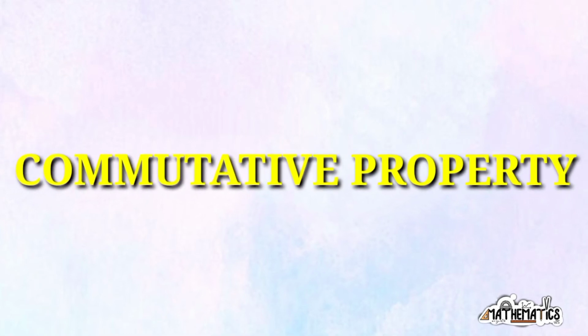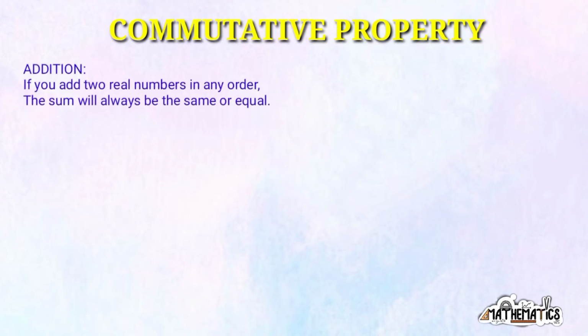Next property is the commutative property. Same as the closure property, the commutative property also has a version in addition and multiplication. In addition, it says that if you add two real numbers in any order, the sum will always be the same or equal.